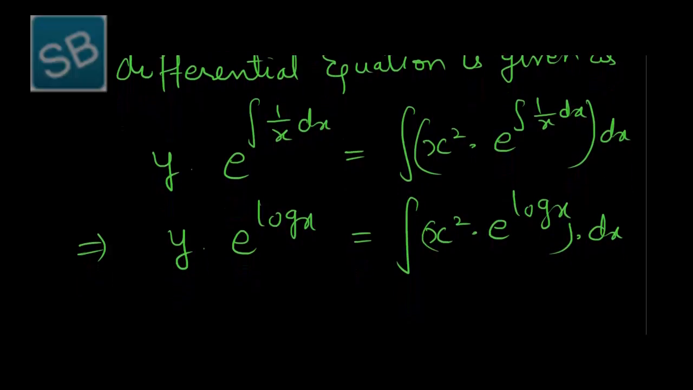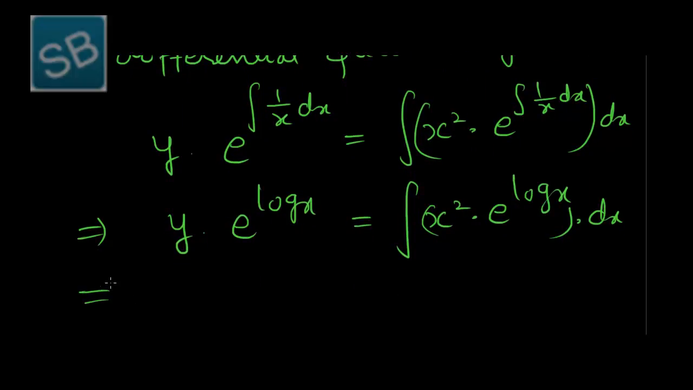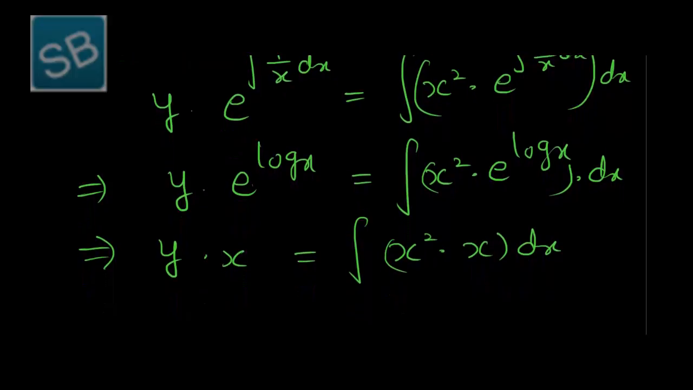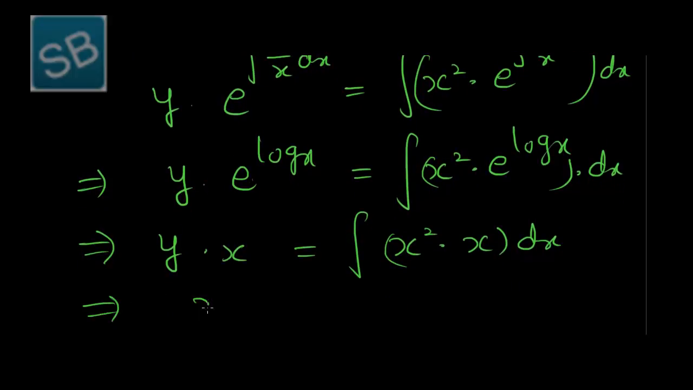So we get, as e and log are inverses of each other, e raised to power log x cancels out and we get y into x is equal to integration of x square into x dx. So on the left hand side we get xy is equal to integration of x cube dx. Powers will be added as the base is the same.